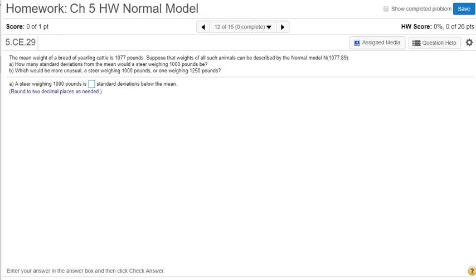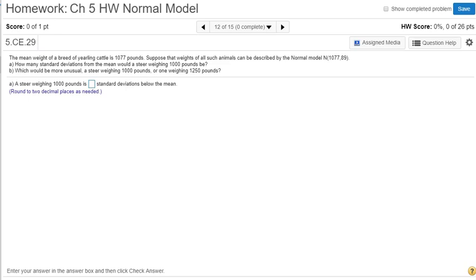The mean weight of a breed of yearling cattle is 1,077 pounds. Suppose that the weight of all such animals can be described by the normal model N(1,077, 89), so a mean of 1,077 and a standard deviation of 89. Part A: how many standard deviations from the mean would a steer weighing 1,000 pounds be? And part B: which would be more unusual, a steer weighing 1,000 pounds or one weighing 1,250 pounds?